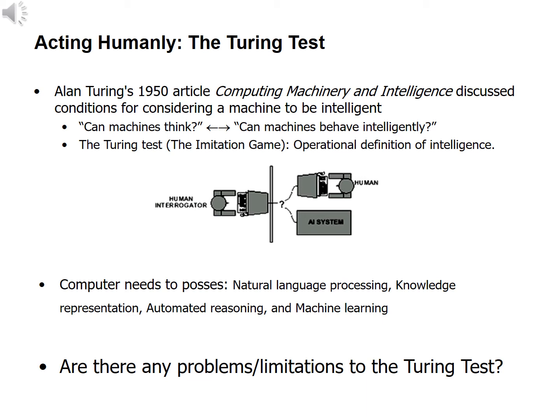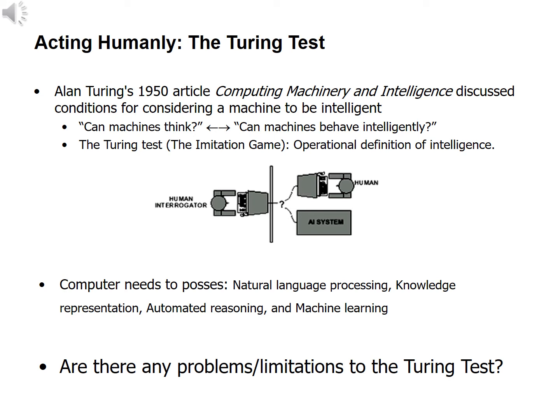You had a human interrogator on the left that you can see on the image, and there is a barrier between the human interrogator and a human on the right and the AI system on the right. This barrier is basically prohibiting the human interrogator from seeing the other side of the barrier. So the human interrogator only has a display on his or her computer where he or she can perceive the answers of the AI system and of the human that they send based on the inputs of the human interrogator given through the computer.